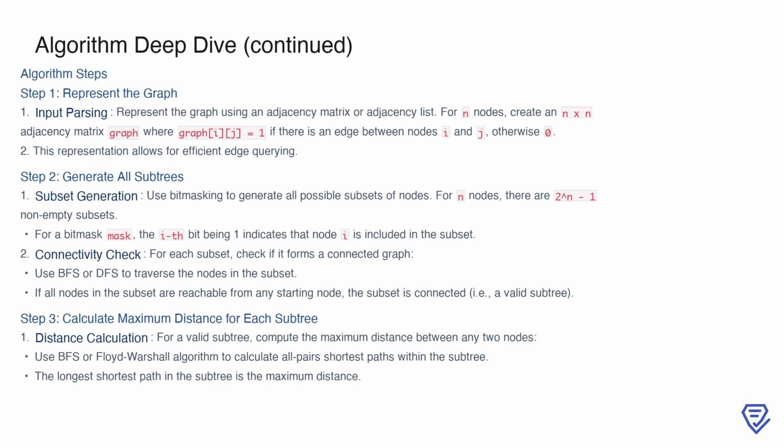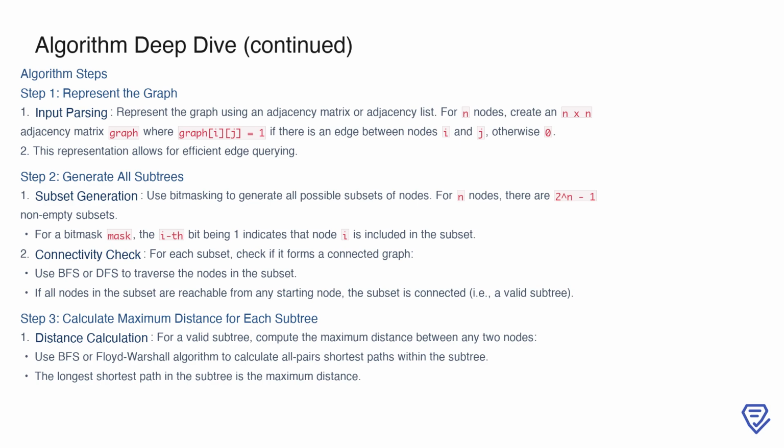First, we represent the graph using an adjacency matrix or adjacency list. For an adjacency matrix, we create an n x n grid where each entry indicates whether an edge exists between 2 nodes. This representation is useful for quickly querying edge connections. Next, we generate all possible subtrees of the graph. This involves using bitmasking to enumerate all non-empty subsets of nodes, which amounts to 2^n - 1 subsets for n nodes.